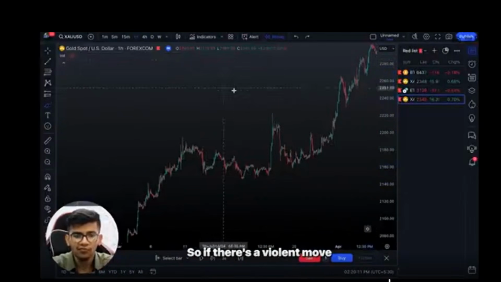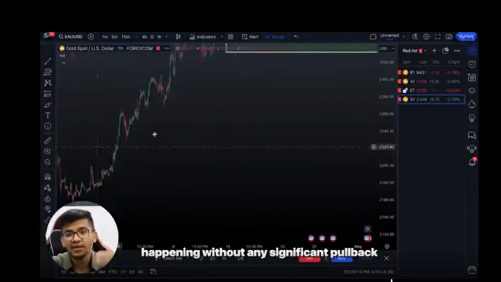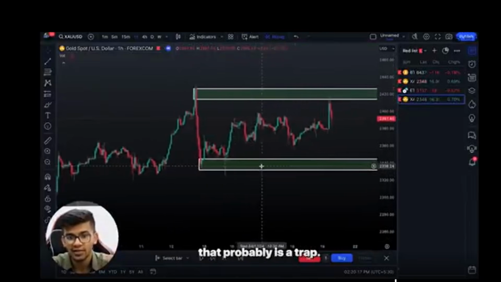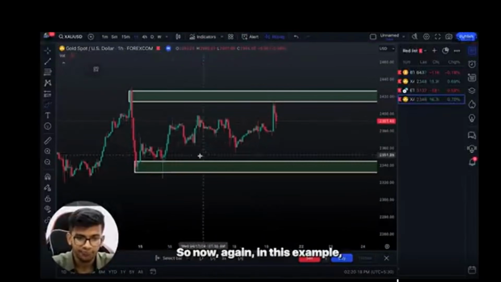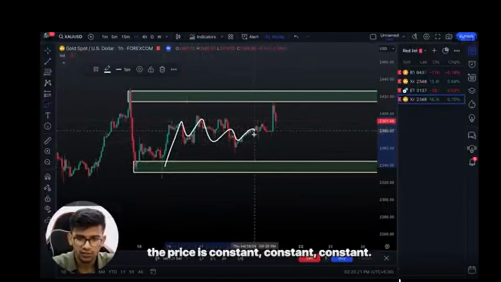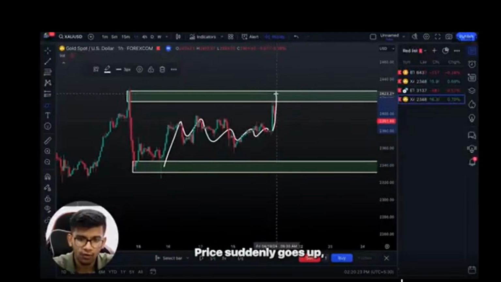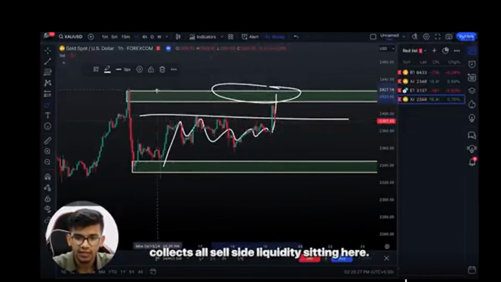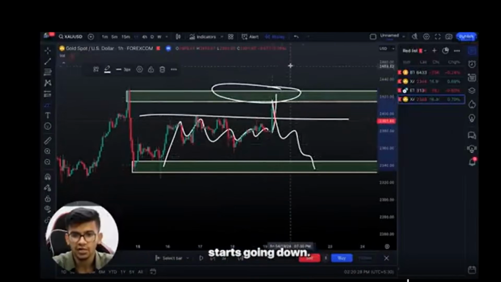So if there's a violent move happening without any significant pullback or without any significant correction, that probably is a trap. So now again, in this example, the price is constant, price suddenly goes up, takes all the stop losses, collects all the liquidity sitting here, collects all the sell side liquidity sitting here, and starts going down.